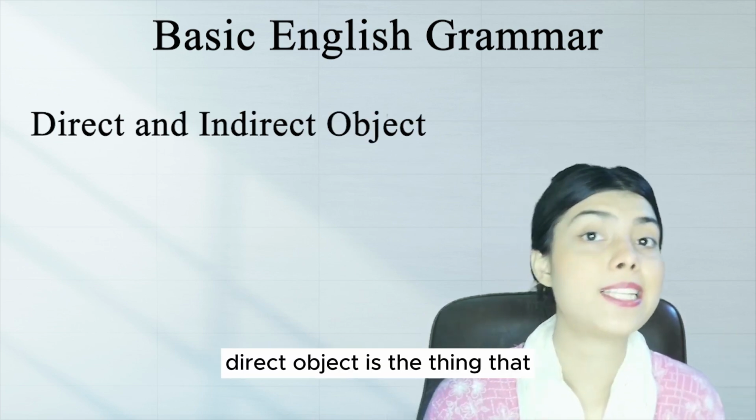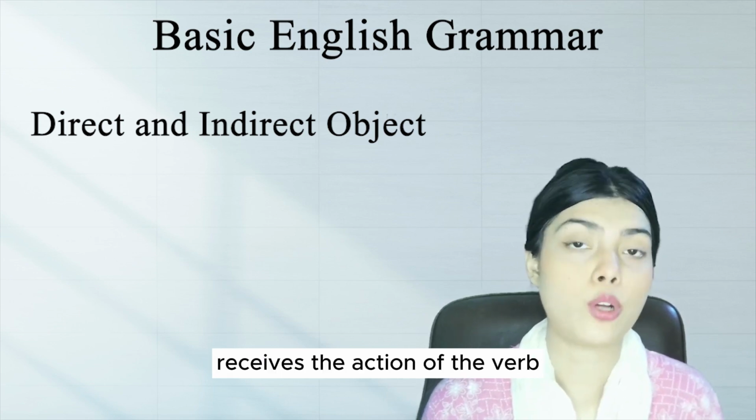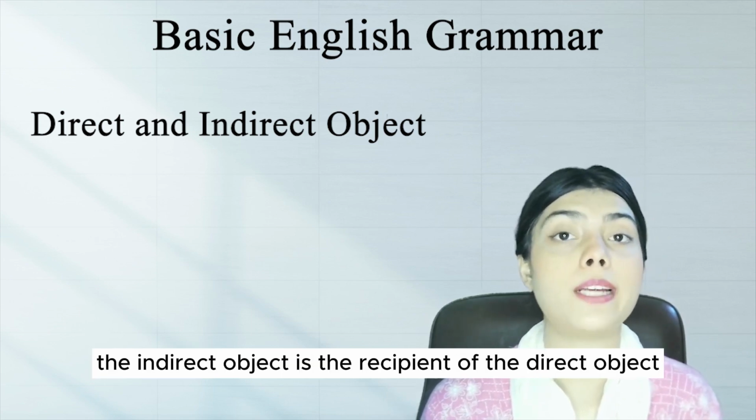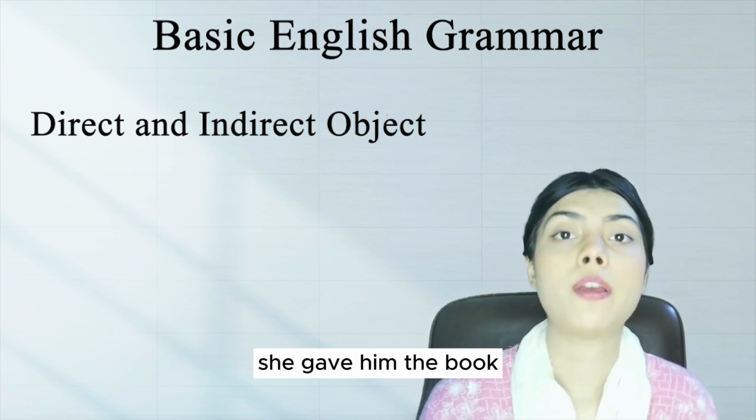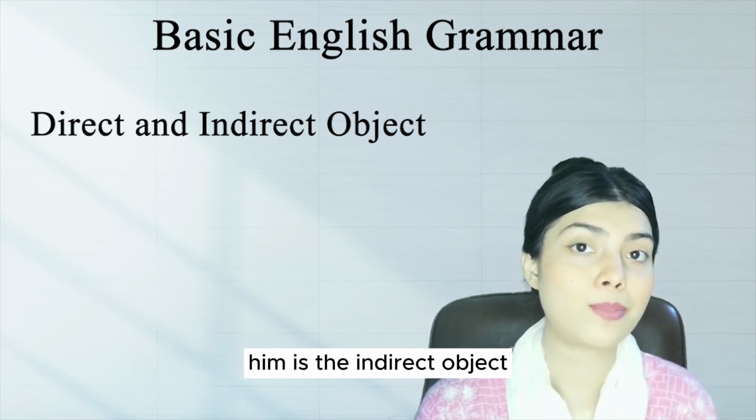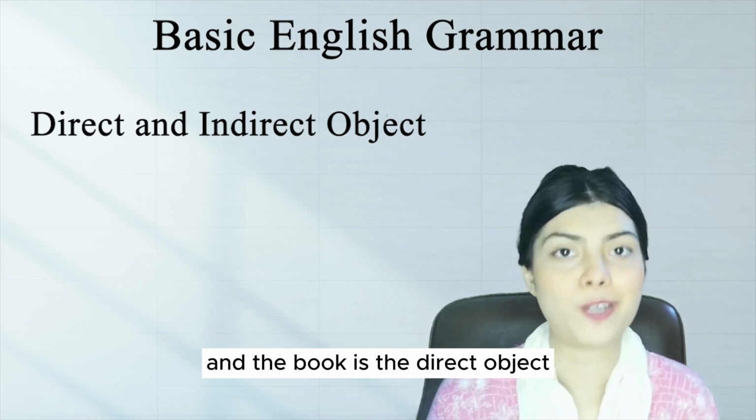Direct object or indirect object. The direct object is the thing that receives the action of the verb, while the indirect object is the recipient of the direct object. For example, she gave him the book. Him is the indirect object and the book is the direct object.